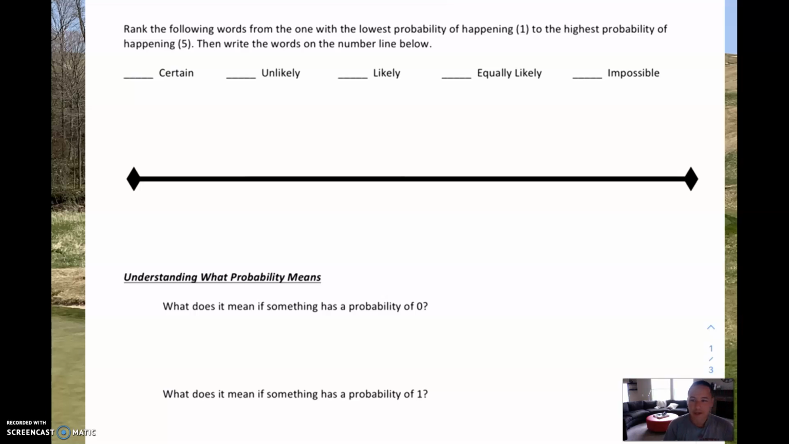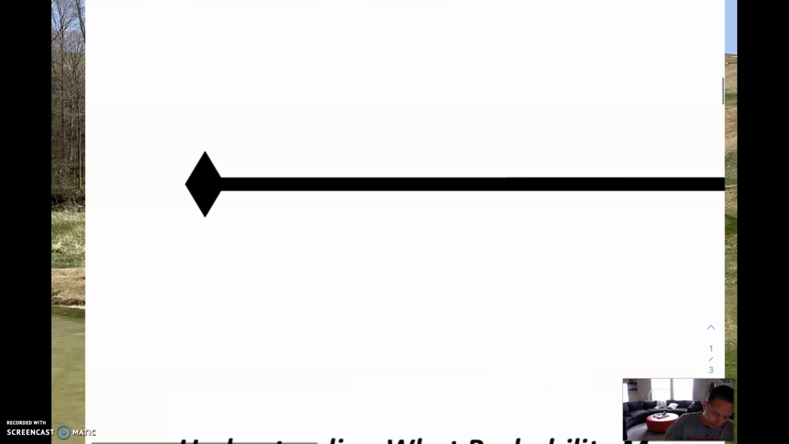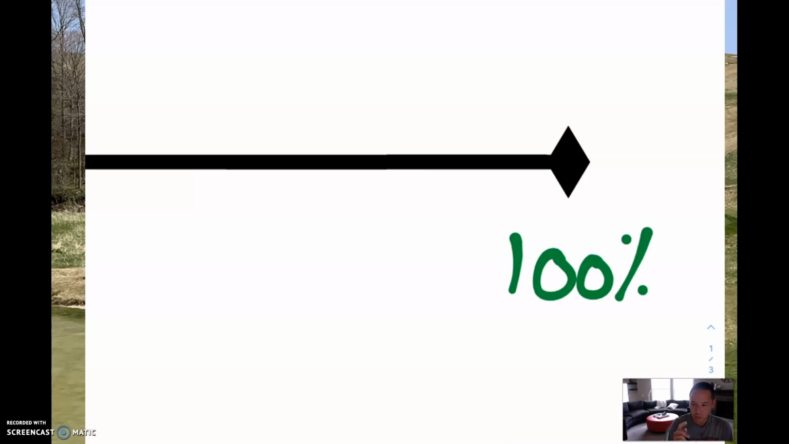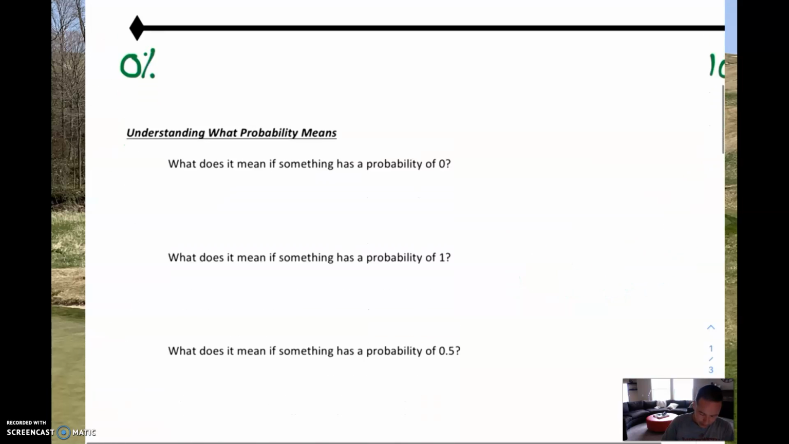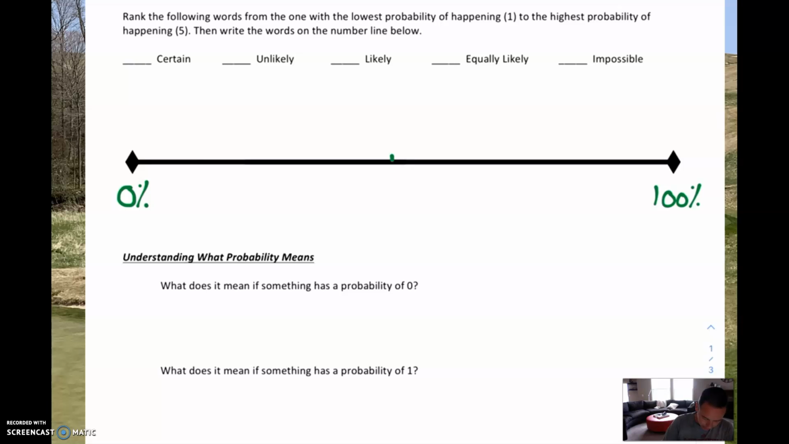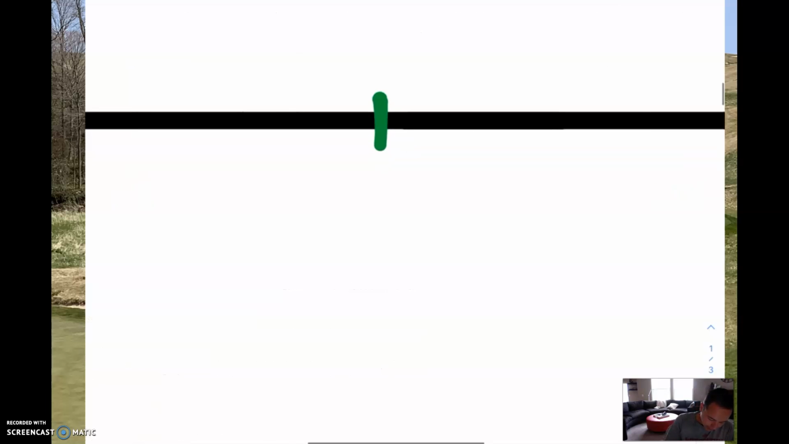All right, what we're going to do now is take these words or phrases and put them on the number line below. So just to start on this number line, the smallest probability you could have is 0%. That's a decimal of 0. And the highest probability you have, if you go all the way over to the right, is 100%. That would be a decimal of 1. And in the middle, right about here, I'm going to put 50%.